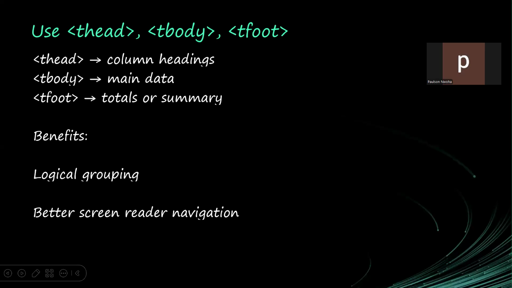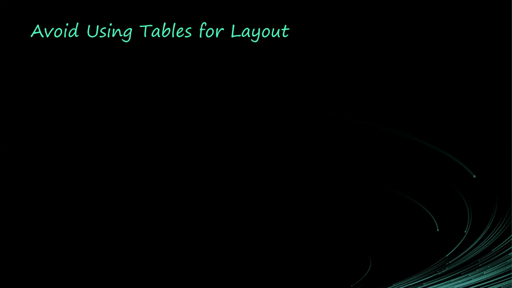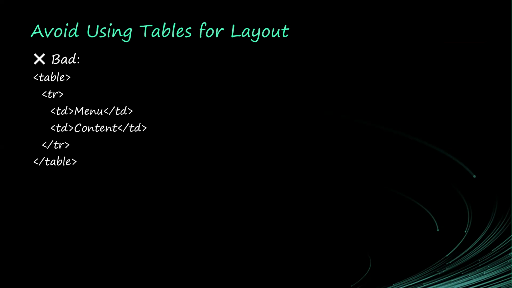Okay, so as I was saying, the benefit of logical grouping is better screen reader navigation. It's also easier for styling and scripting. When you have these groupings, it's easier for styling and for scripting. So avoid using tables for your layout. It is not good to use a table when you want to do your menu. You don't use a table for it. Your navigation, you don't use a table for it.